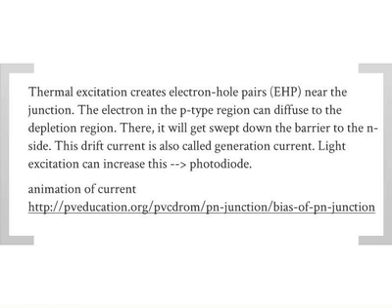Now, if this electron-hole pair generation happens near the junction, so you have electrons, you have holes, you get lots of these near the junction, they can diffuse. Okay? So the electron in the p-type region can diffuse to the depletion region. Many ways can happen randomly if you're near the boundary. When that happens, it'll get swept down the barrier to the n side. This drift current is also called the generation current. Okay, you can also create this current.